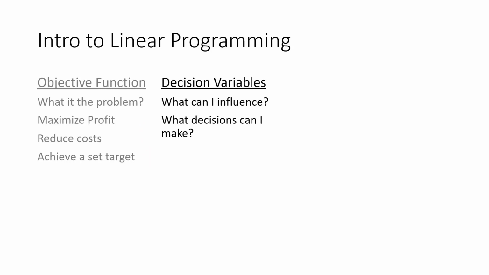The second part of a linear programming model are decision variables. These are the aspects of the model that you can influence or control. So the question is, what decisions can I make or must I make?